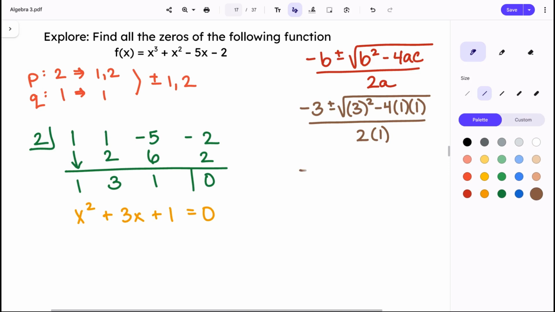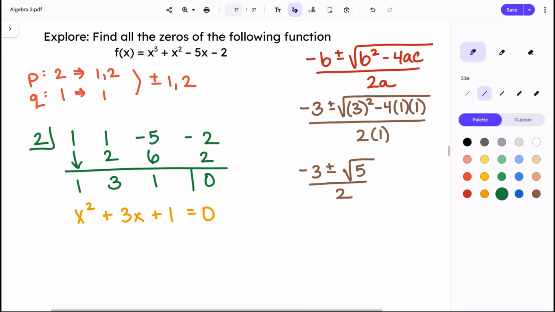Okay, so we've got negative 3 here, plus or minus. What does underneath the square root become? 5, because 3 squared is 9, and then 4 times 1 times 1 is 4. 9 minus 4 would just be a 5. All over a 2. I would just leave it here, guys. There's no reducing that can be done. Like the whole numbers, you can't do anything.